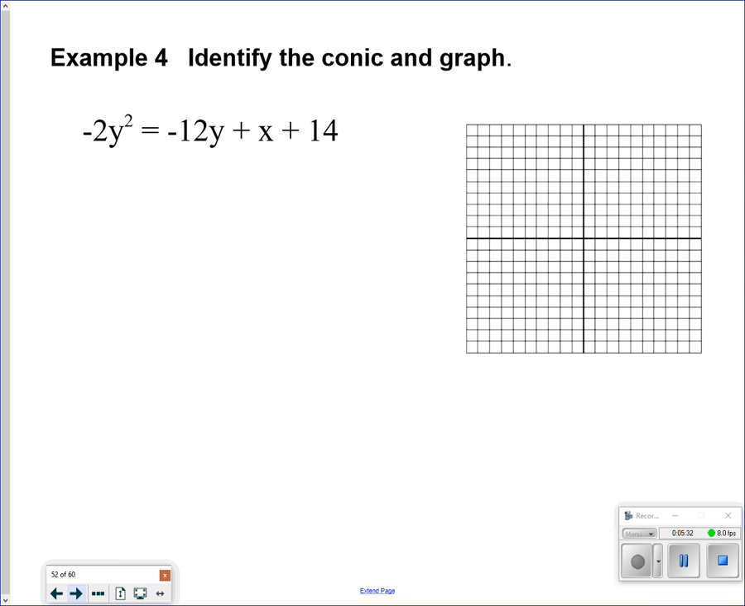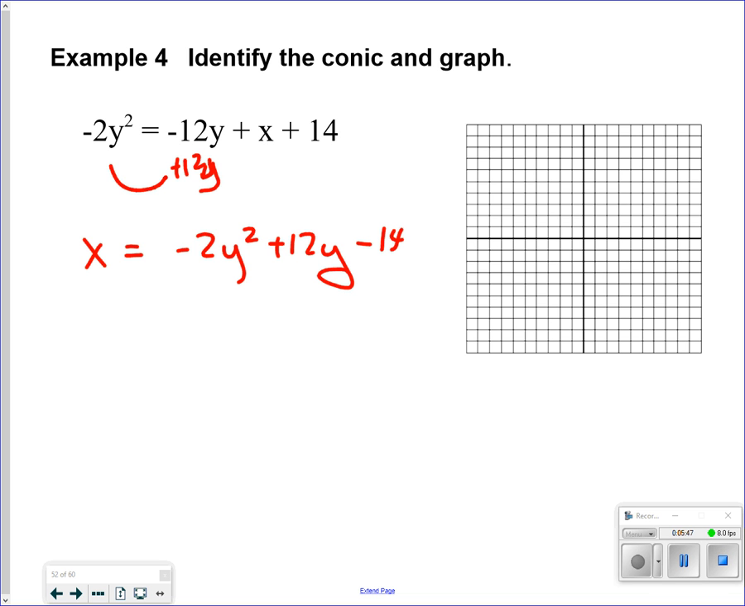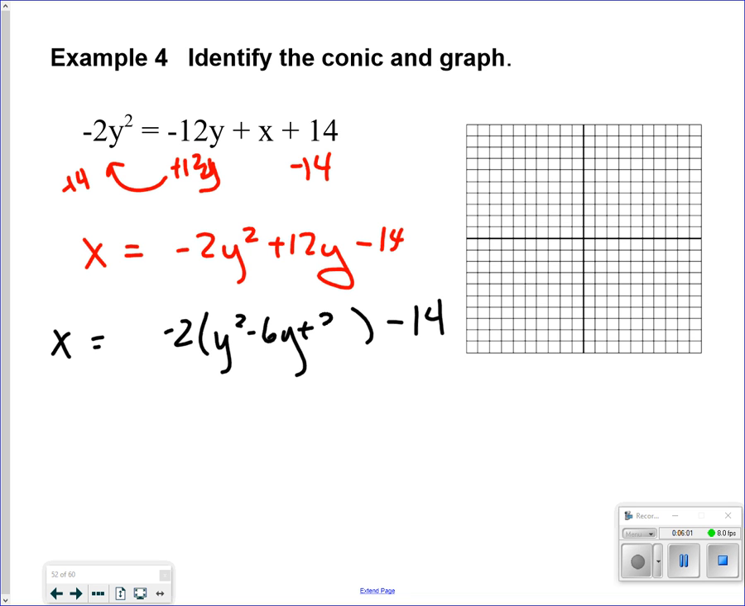Next one. I see only one squared term in this equation. So I'm going to solve it for x: x equals -2y squared plus 12y minus 14. I added 12y to the other side, and I subtracted 14 from the other side. Now, complete the square with the y's. I'm going to take out a -2. Half of 6 would be 3, squared, times the -2 out in front. That completes the square with the y. Add 18, and that puts it in vertex form.